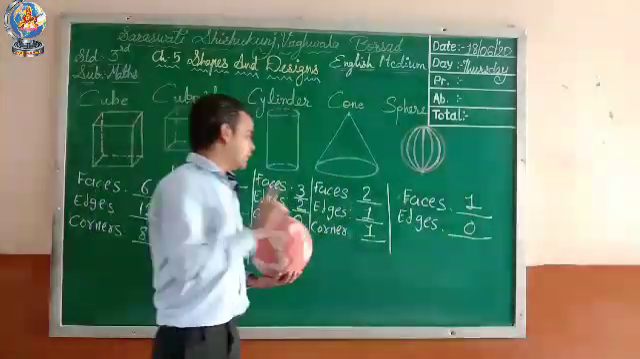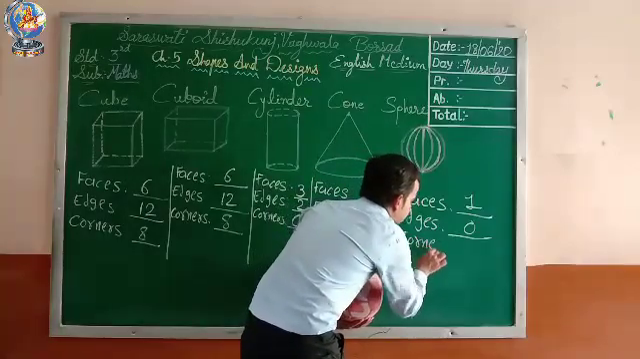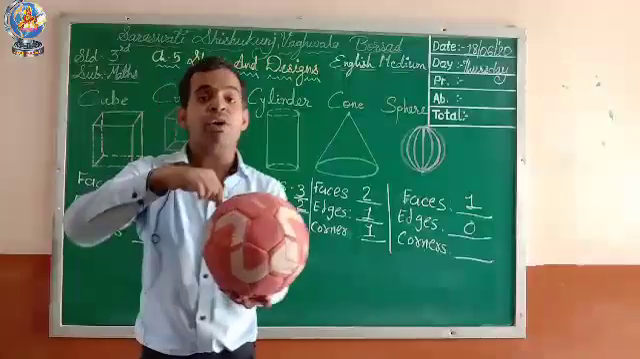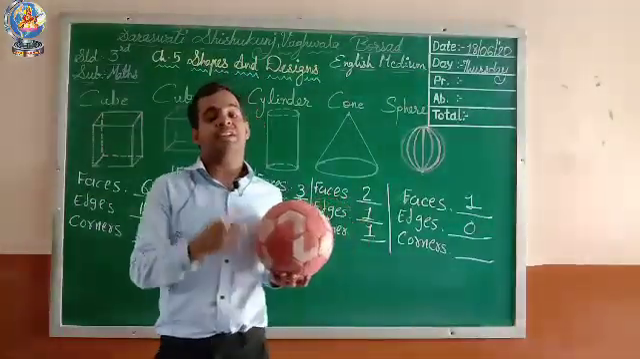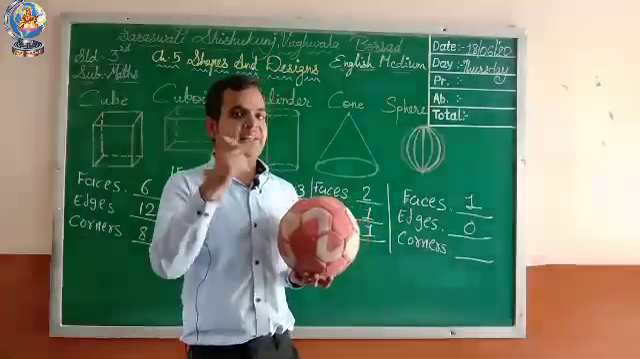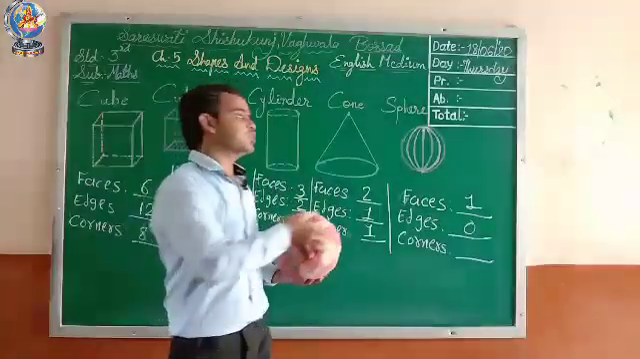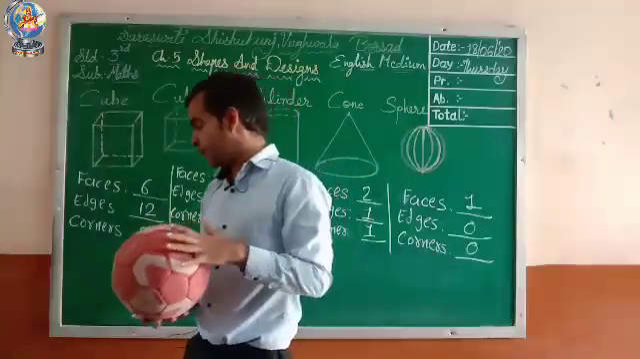Understood about that? Then the last one is corner. If there are no edges, then will a corner be possible? No. What is the definition of a corner? The point where 3 edges meet, and that point we call a corner. But here, are edges given? No. So here corners are also 0. Understood about that topic?